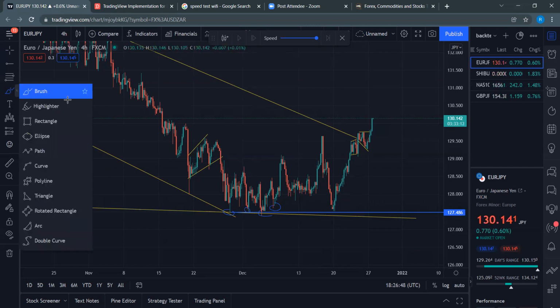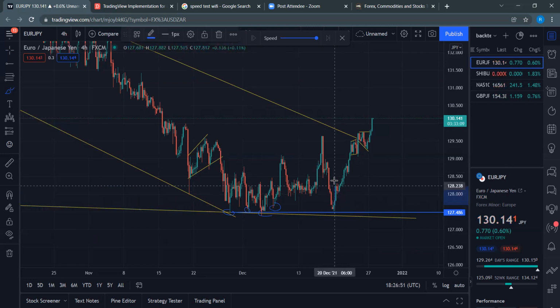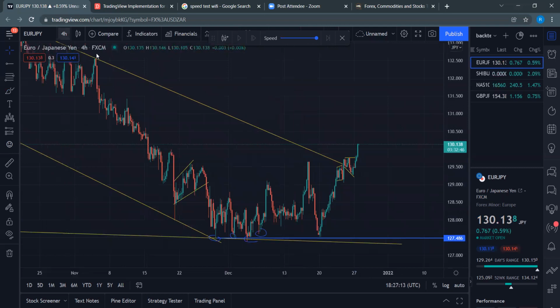And then from here, we had the impulse, the correction, the impulse, the correction, the impulse, the correction, and this correction broke out of the overall trend line. So now we are impulsing. On the 4 hour, basically, you're just going to be looking for those impulses and corrections.